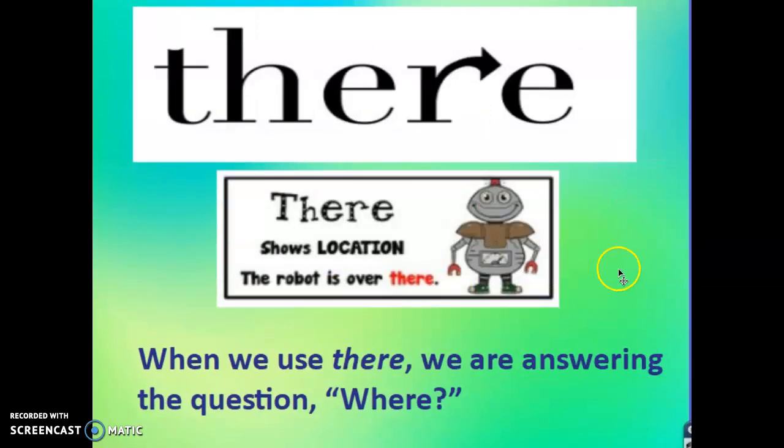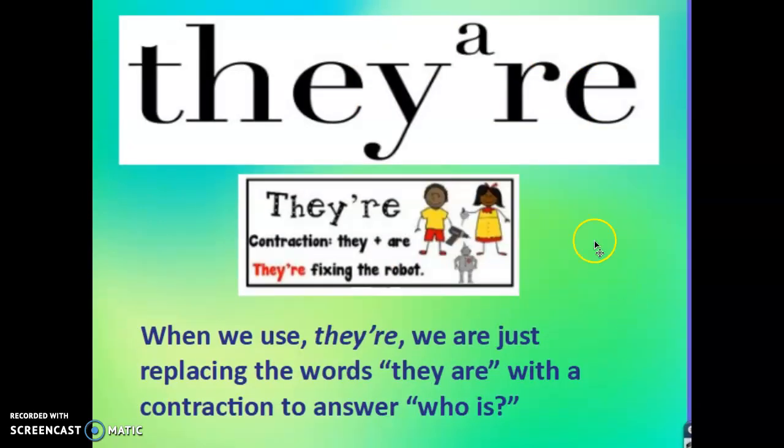Now in the second there, it's spelled T-H-E-R-E, and this one shows location, and when we use it, we're answering the question, where? In this visual, they have replaced the R with an arrow to remind us that this there shows location. Now for the third there, this is the contraction they are, and when we use it, we're asking the question, who is? So they have replaced the apostrophe with an A up here to remind us that this there is the contraction they are.